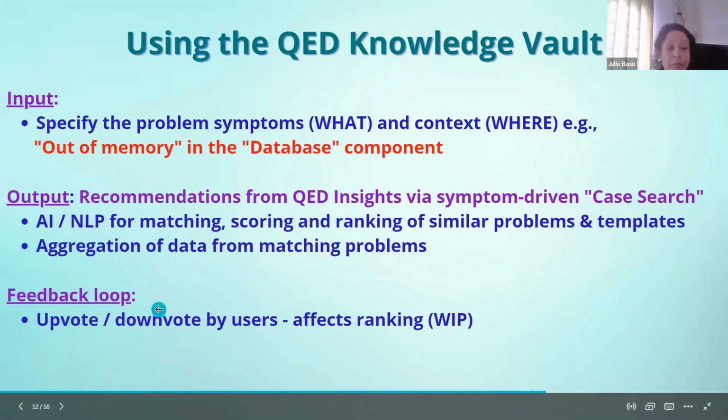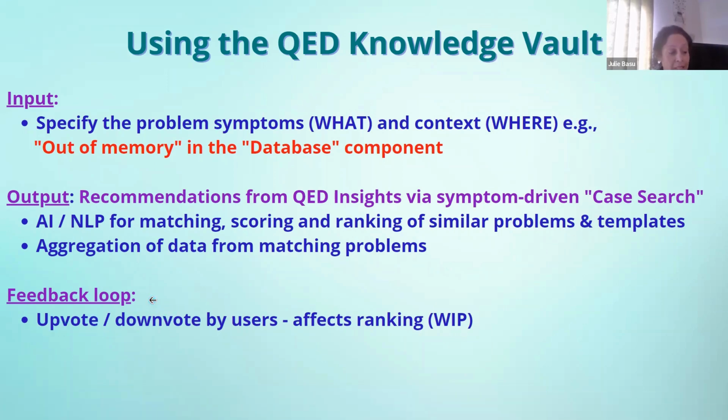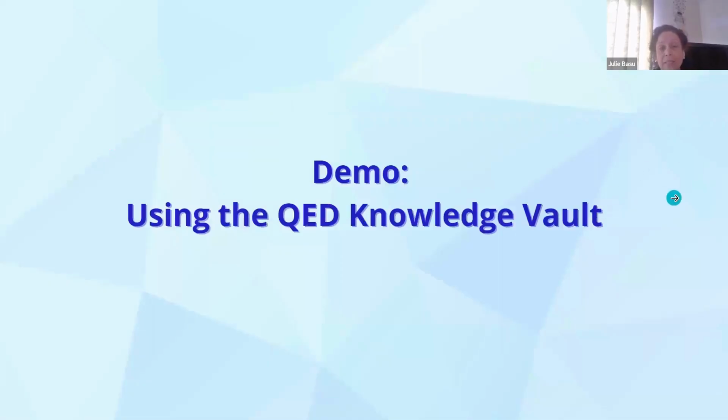Now, can the question be like, okay, let's say it suggested a very bad thing, right? Thumbs up, thumbs down, upvote, downvote. We are working on this. How does it affect our ranking? We are taking your feedback and putting it into the vault. So if I say thumbs down to a particular solution, then the next time it should not be showing that to me as the first option. So with that, let's see a demo of how to use the QED Knowledge Vault.